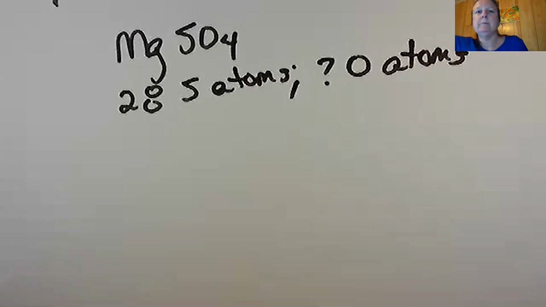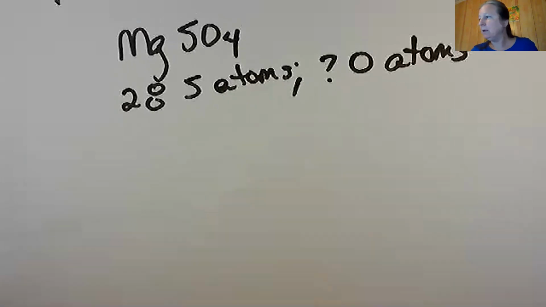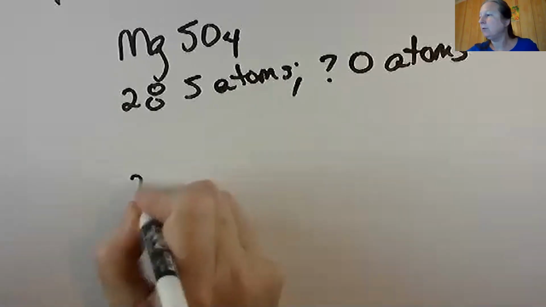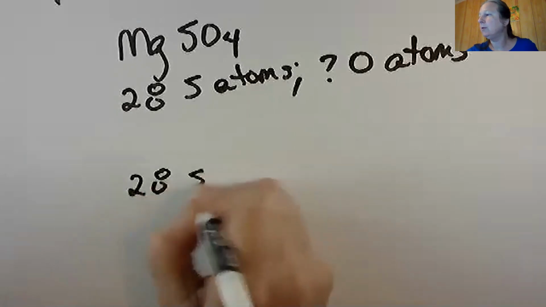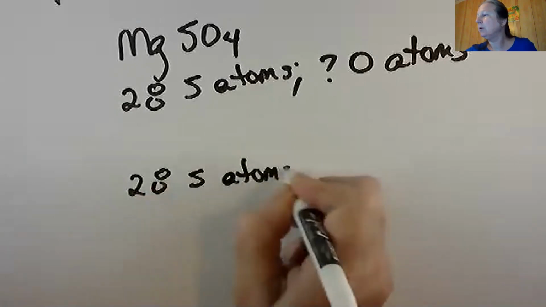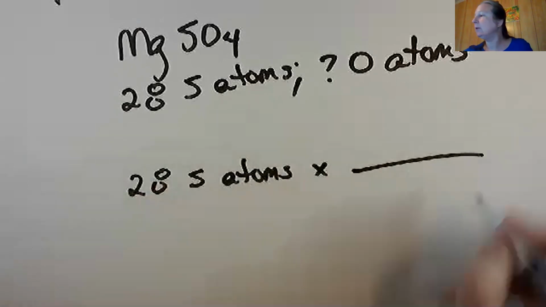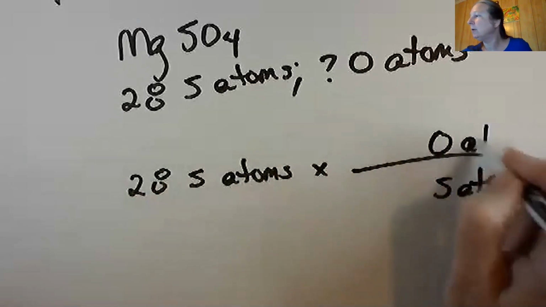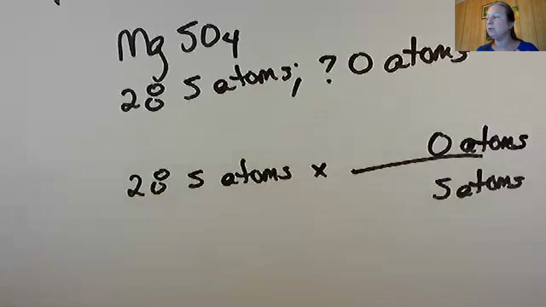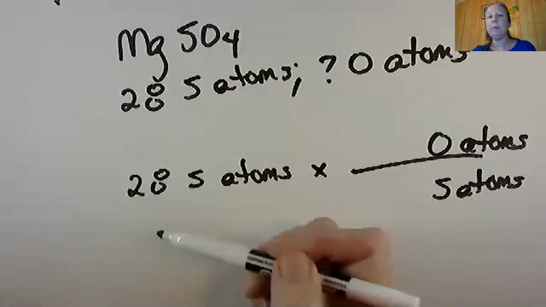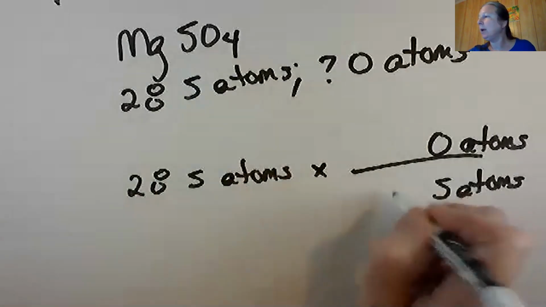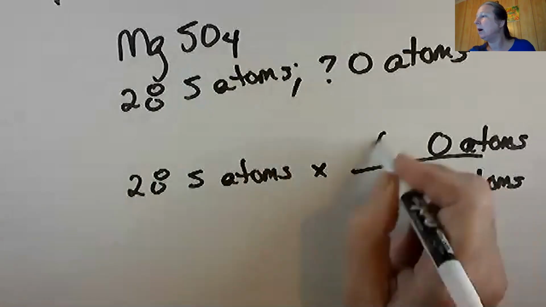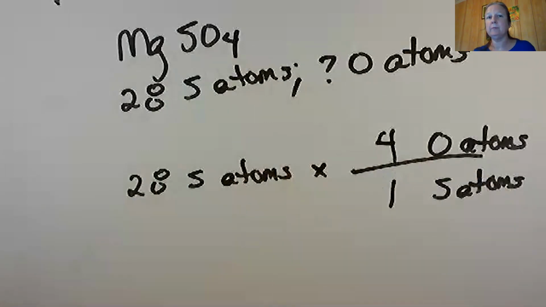So there's our example. Write down what we have. We have 28 sulfur atoms. Put what you want to get rid of on the bottom. Put what you want on the top. Look to see if you have a relationship that you could do this in one step. Well, I have this compound here, and in this compound, for every 1 sulfur, I have 4 oxygen, right? So there we go.